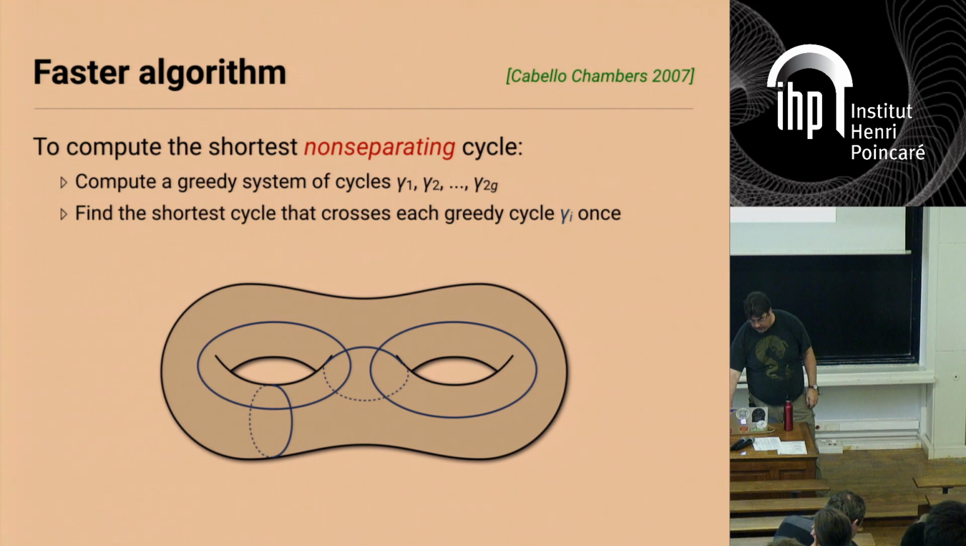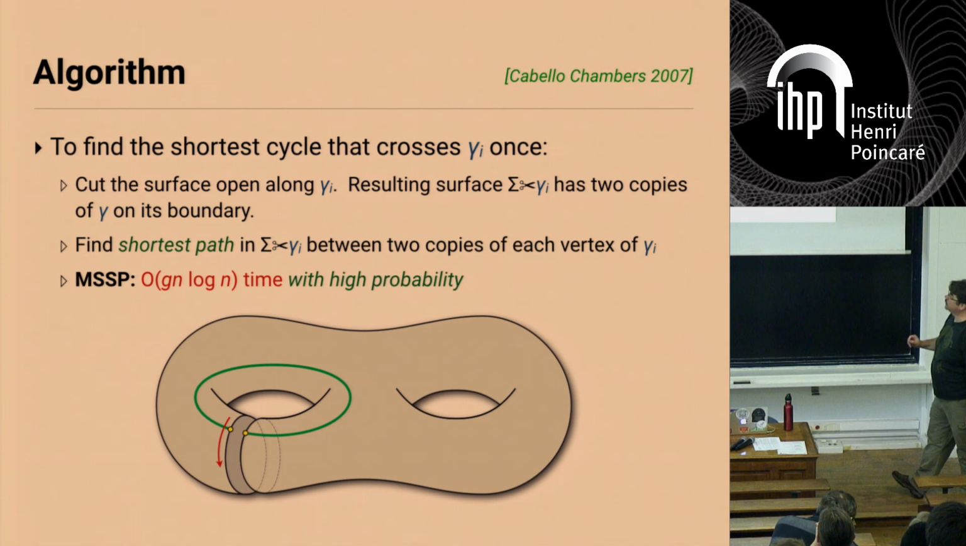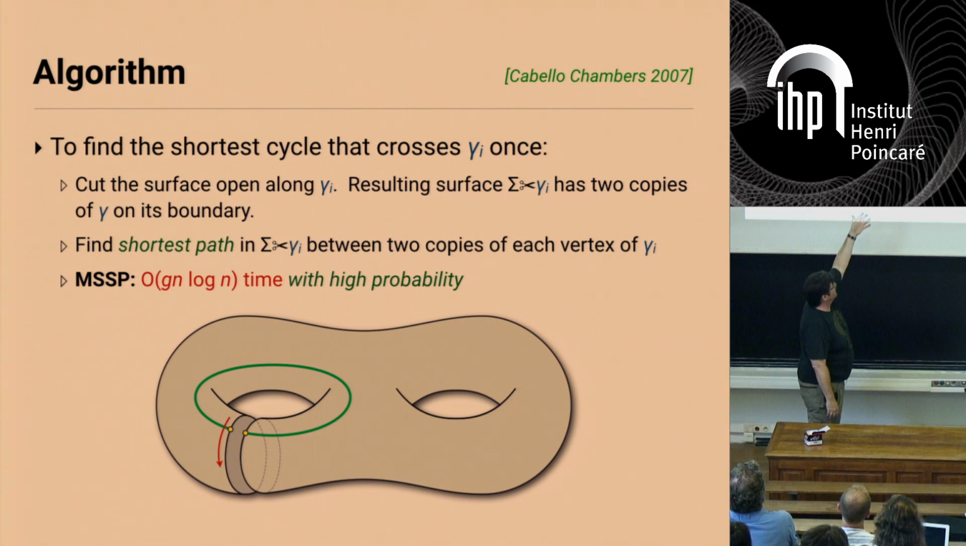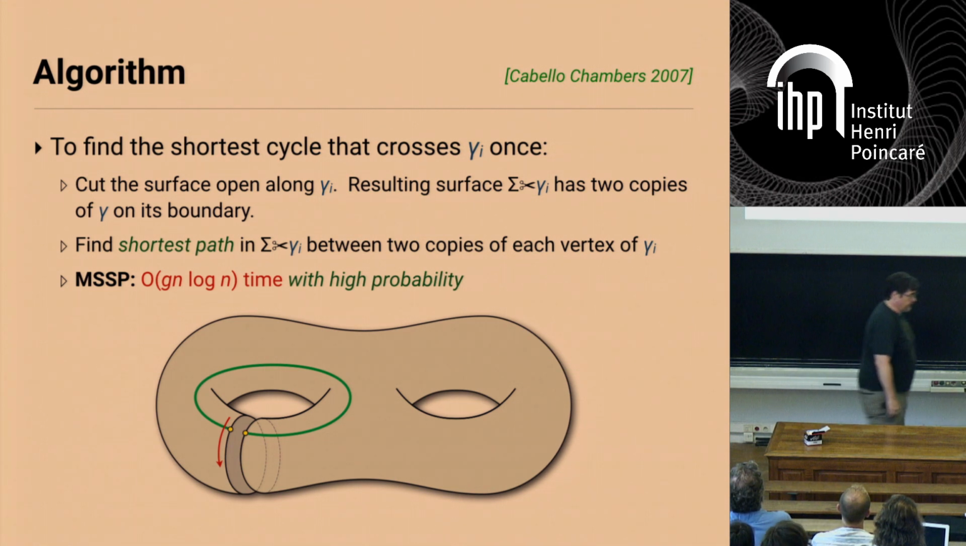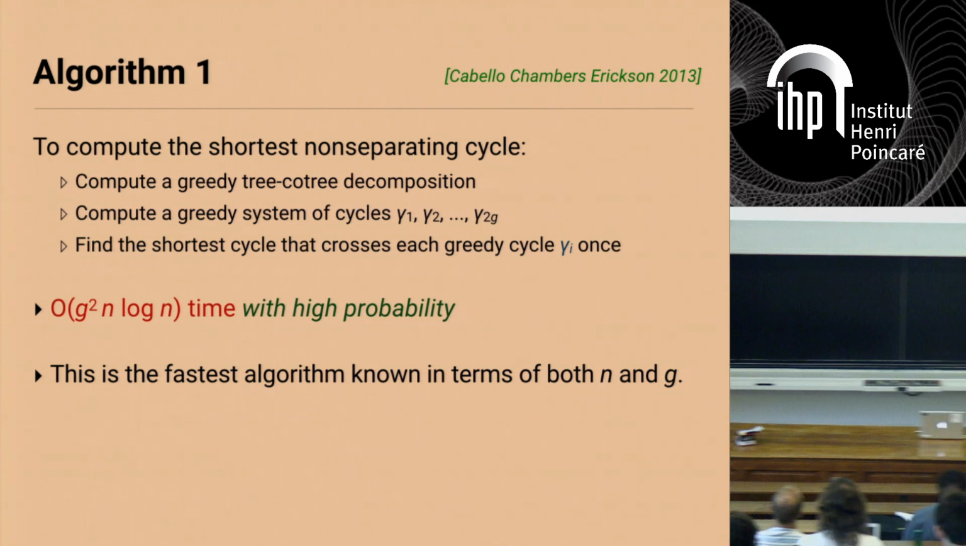Okay, so let me finish this one last set of 2 or 3 slides and then I'll let you go. Remember, what we needed to do to find the shortest non-separating cycle is find the shortest path from any vertex on this cycle to its clone on the other side. And the multiple shortest path algorithm lets us do this in g n log n time. And so if we just do that once for every cycle in the greedy system of cycles, we get an algorithm that runs in g squared n log n time, at least with high probability.